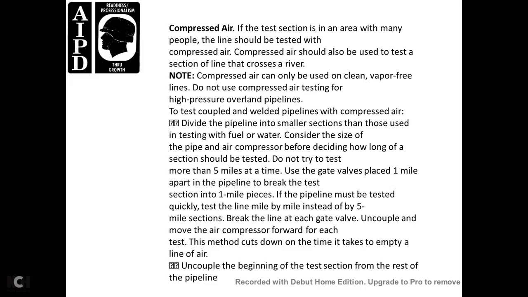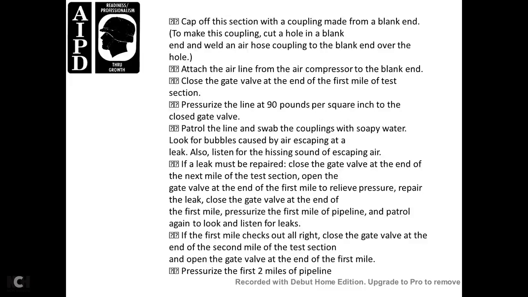This method cuts the time it takes to empty a line of air, uncouple, and begin testing the next section of the pipeline. Cap off the section with a blank end. Make the coupling at the cut by cutting a hole in the blank end, then weld the air hose coupling over the hole in the blank end. Attach the air line from the air compressor to the blank end.